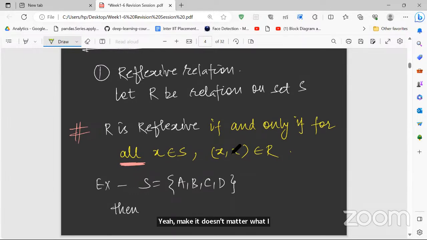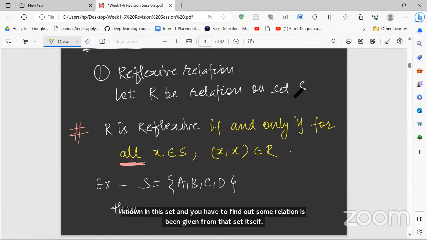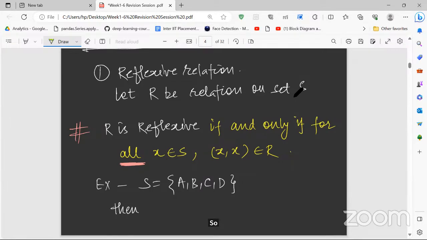So for a reflexive relation, the most important word here is "all". For all the X present in the set S, some non-empty set has been given, and some relation has been given on that set itself. R will only be a reflexive relation if and only if for all X that belongs to S, (X, X) is present in the relation R. Then you can say that R is reflexive.